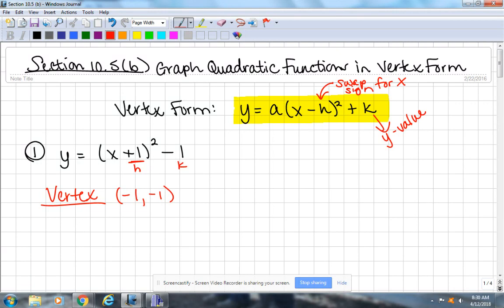So now that you know the vertex, you can tell what the axis of symmetry is, can't you? What's the axis of symmetry? X equals -1. Right. The x value of the vertex is your axis of symmetry as a vertical line. Right? Does that make sense?